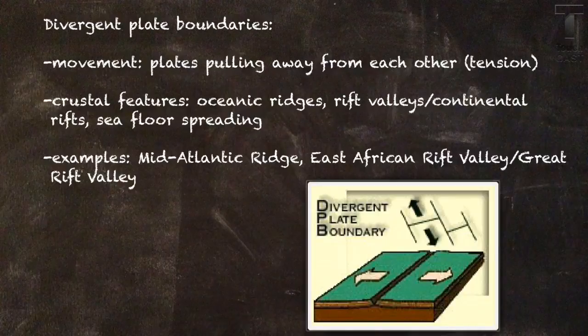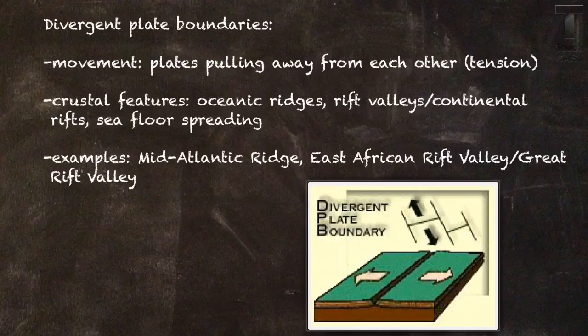The first type of boundary is called a divergent plate boundary. Make sure you draw the diagram at the bottom so you have a visual of the motion happening at a divergent boundary. The plates pull away from each other. The scientific term we use for that is tension. The crustal features created at divergent boundaries include oceanic ridges, rift valleys or continental rifts, and seafloor spreading.